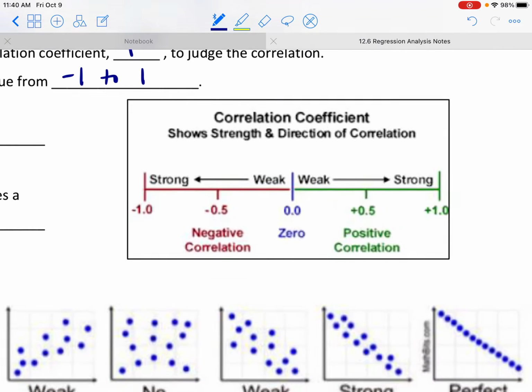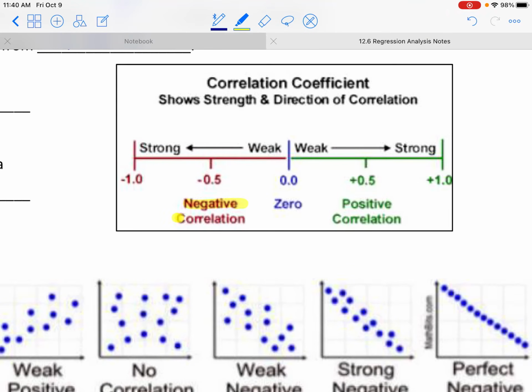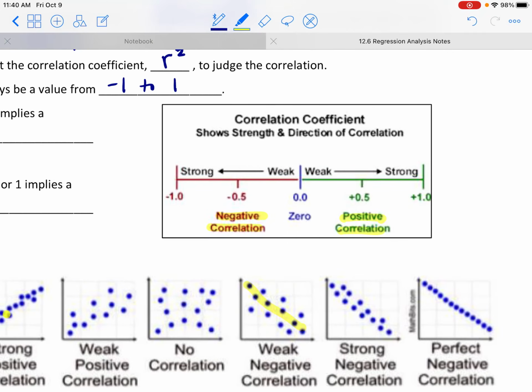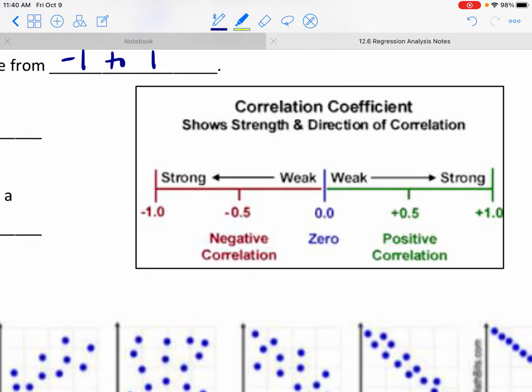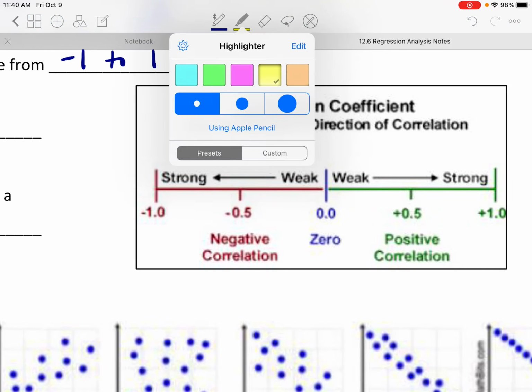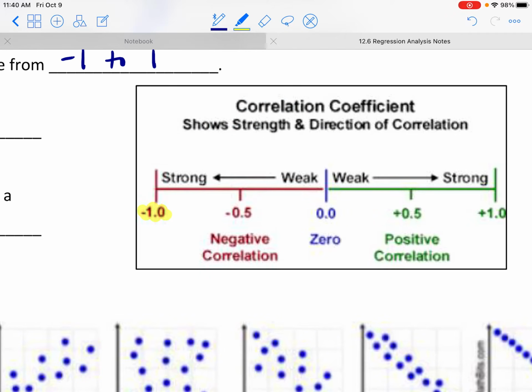So if you have a negative correlation, that just means that your values are decreasing. If you have a positive correlation, that means that your values are increasing. So on either end, you have really strong correlation. If you are at -1 here, that is the strongest possible negative correlation. If you actually had a correlation of -1, you could think about it as a percent.